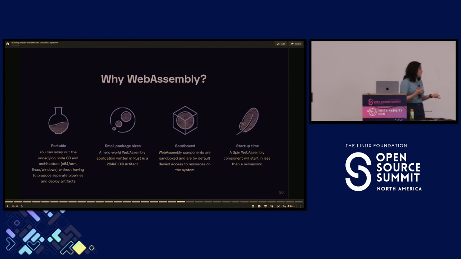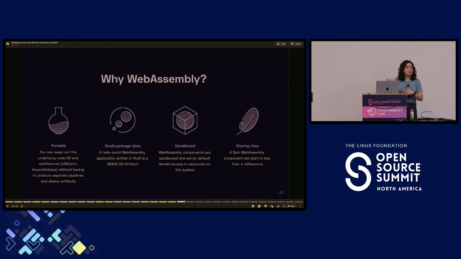And beyond being portable, so no more cross builds either in our workflows, which is a side point of sustainability, WebAssembly binaries are incredibly small. While an ExpressJS application, if I were to containerize it, would be maybe 200 to 400 megabytes, that WebAssembly artifact is about 2 megabytes. So very small, which means that when we push it up to an OCI compliant registry, it's a lot smaller. Faster upload and download rates.